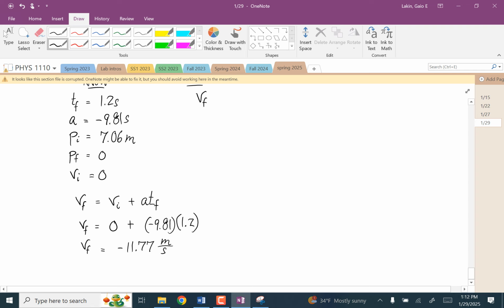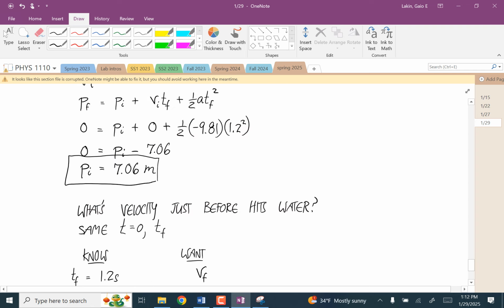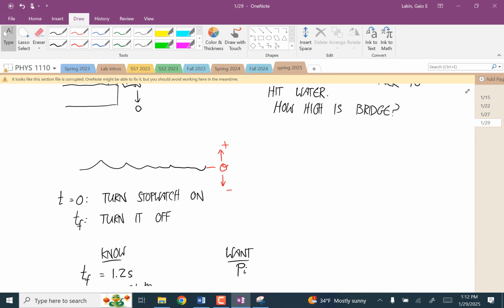Does it make sense that that velocity is negative? It's not the location, it's the direction when you're talking about velocity. And so since we chose our positive direction up, and this is moving down, it needs to be negative.